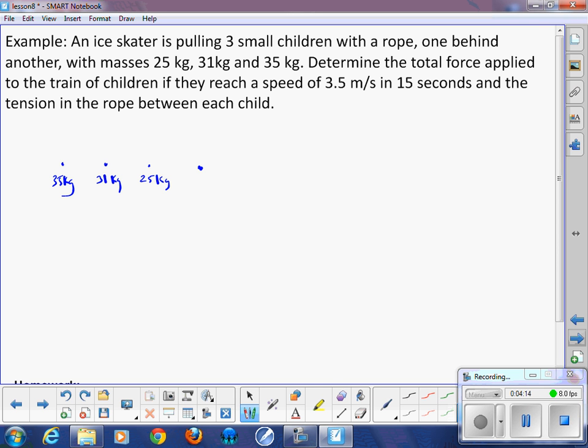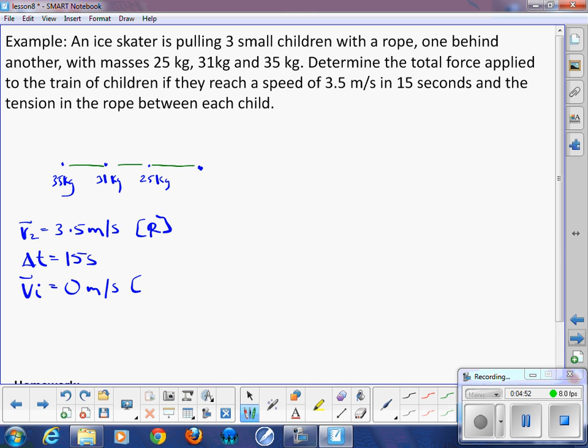Determine the total force applied to the train of children. So they're connected with a rope. If they reach a speed of 3.5 meters per second, so they are going to have a final velocity of 3.5 meters per second, and I have it going to the right. Time is 15 seconds. And we want to find the tension in the ropes. So first thing, we're assuming that the initial velocity, V1, is 0 meters per second, right?